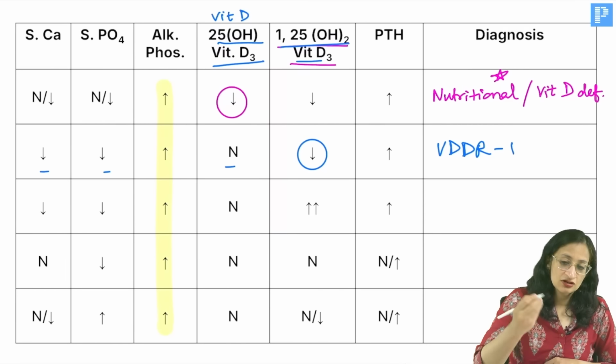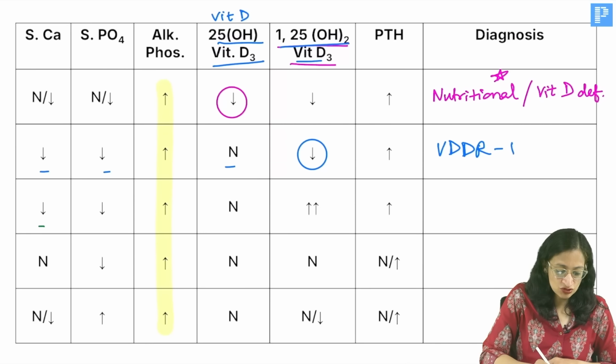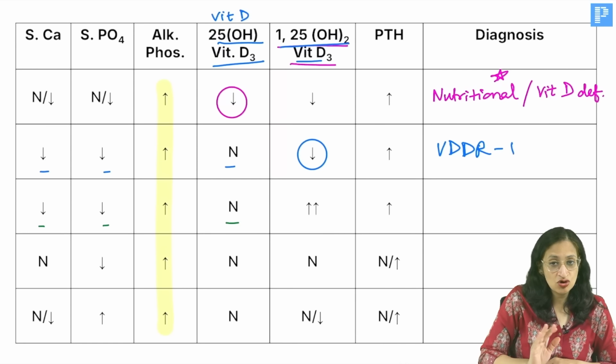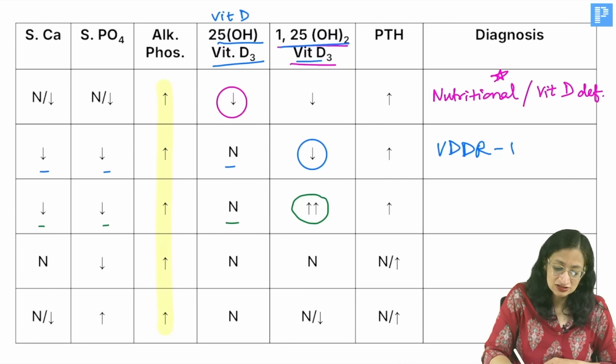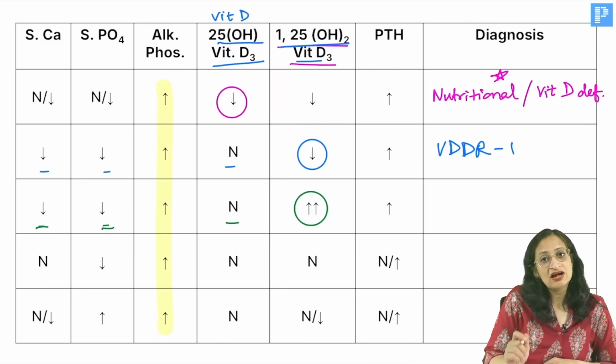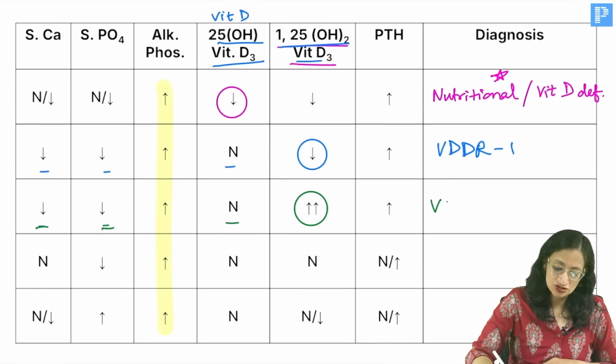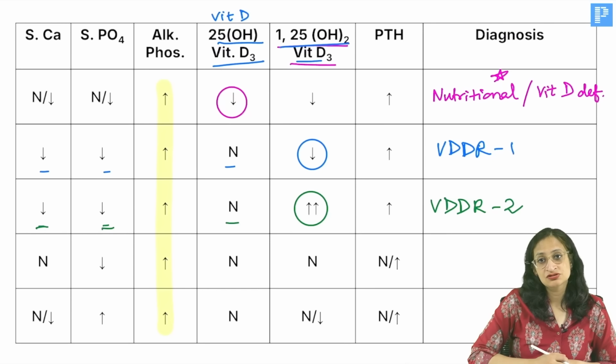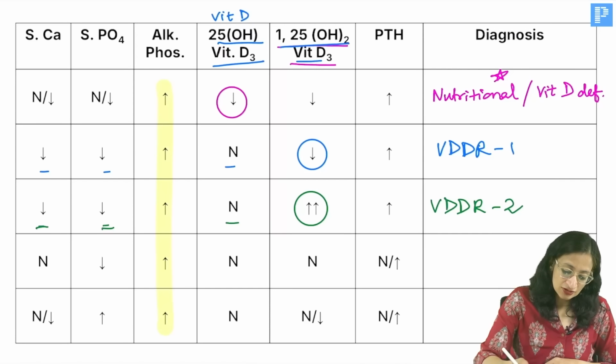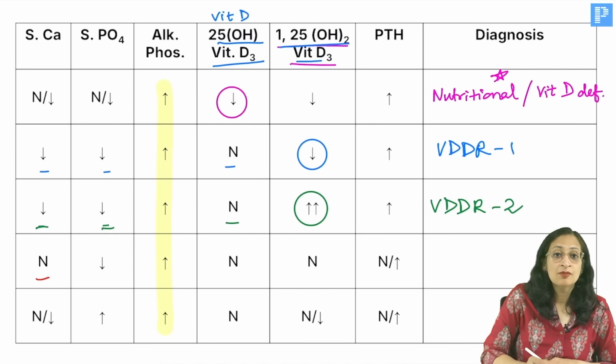Okay? Now, what about this case scenario where the calcium and phosphate levels are low, the vitamin D levels are normal, so it is not nutritional deficiency, and the active form of vitamin D is in excess. Still, it is not able to act, and so the calcium and phosphate levels are low. Excess of active form of vitamin D is there, but it is not able to act. So, there is resistance at the level of receptors. This is a condition which is VDDR type 2, which is due to resistance at the level of receptors to vitamin D.